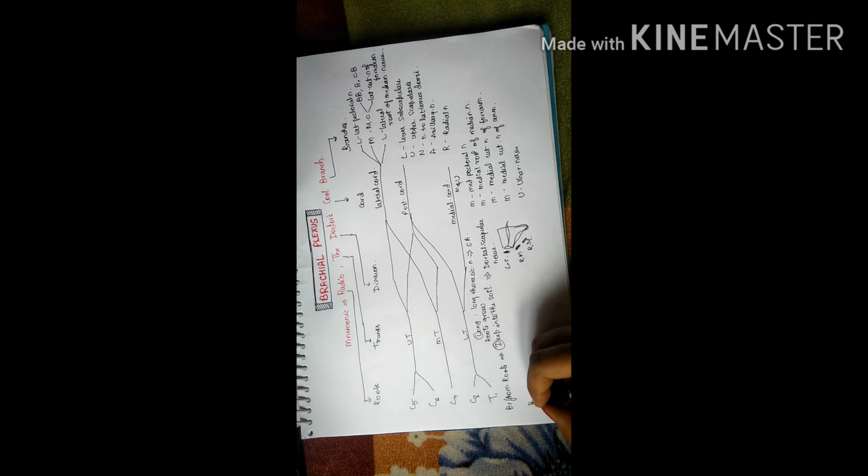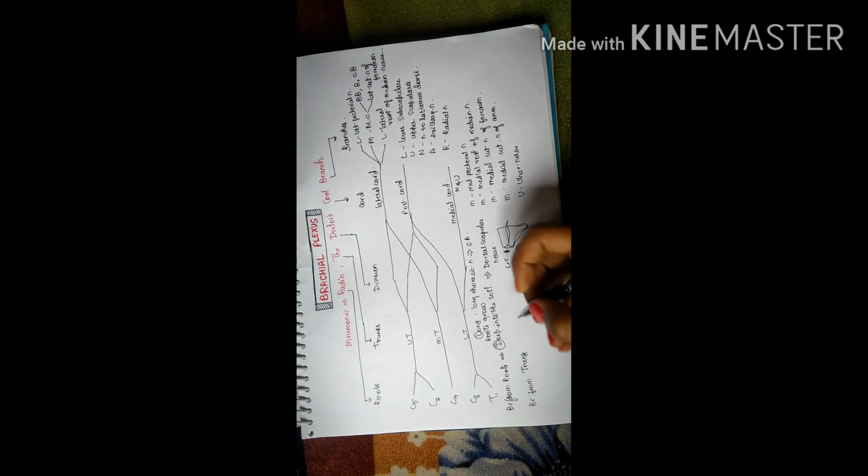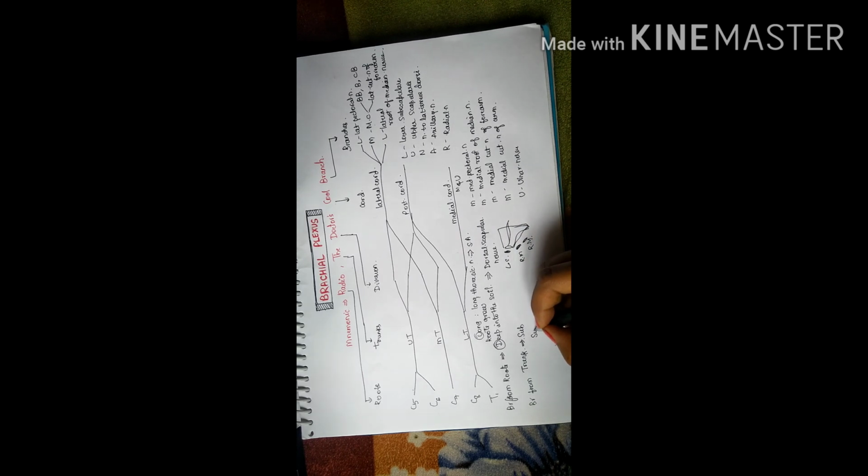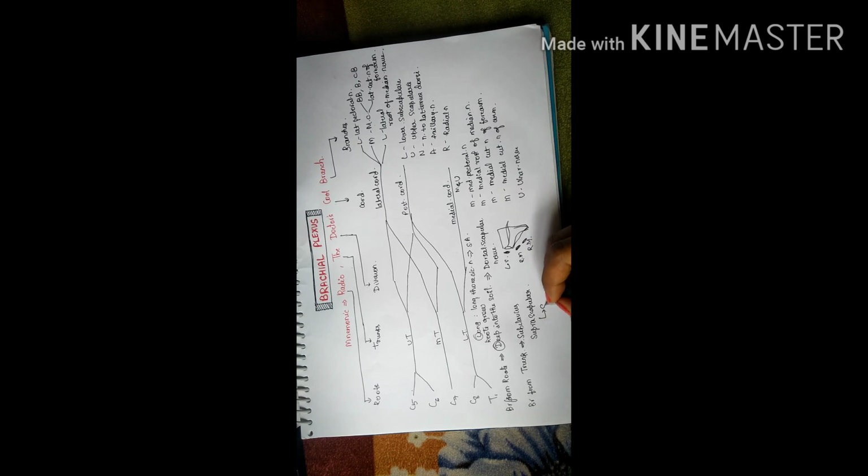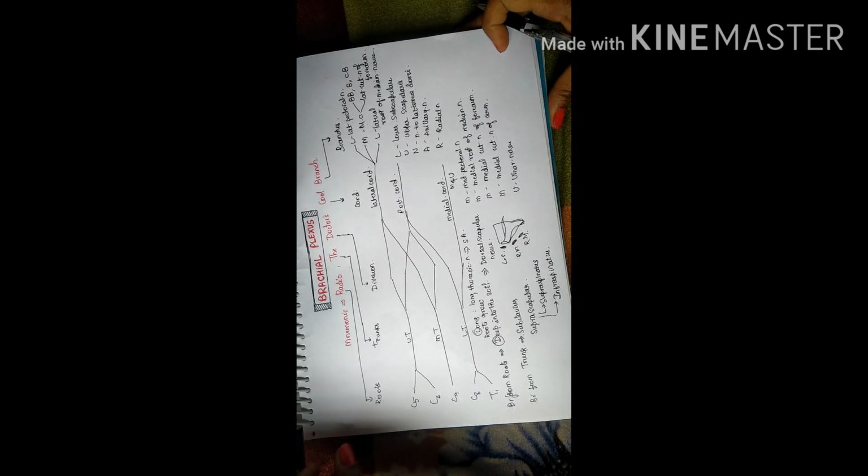And you should also remember the branches from the trunk. That is one sub branch and one supra branch. That is subclavius and suprascapular. The suprascapular is the one which supplies supraspinatus and infraspinatus. This is all about the brachial plexus.